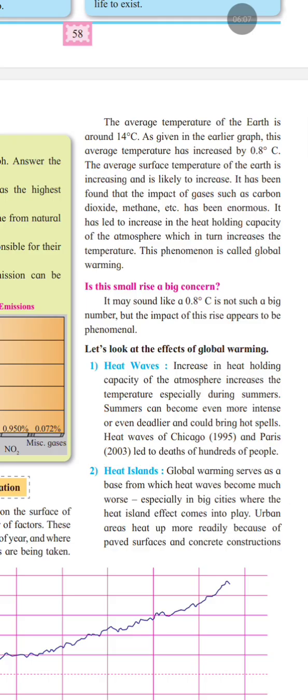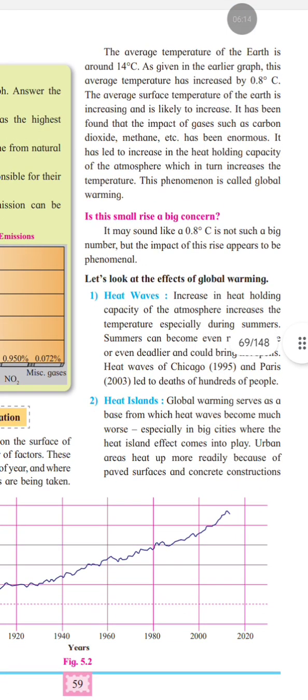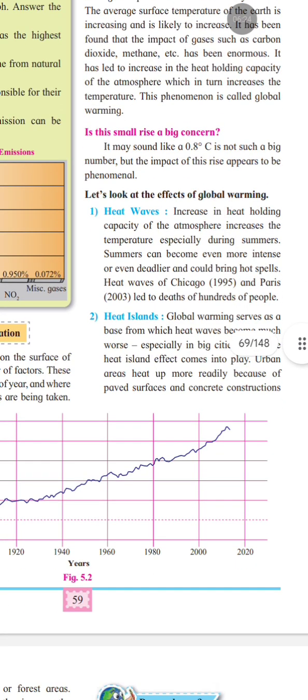Now, one question. Is a 0.8 degrees Celsius rise really a big concern? At first, 0.8 degrees Celsius may look like a very small increase, but remember that we are talking about the average temperature of the entire earth. Even this seemingly small rise can produce major effects on the environment and human life.